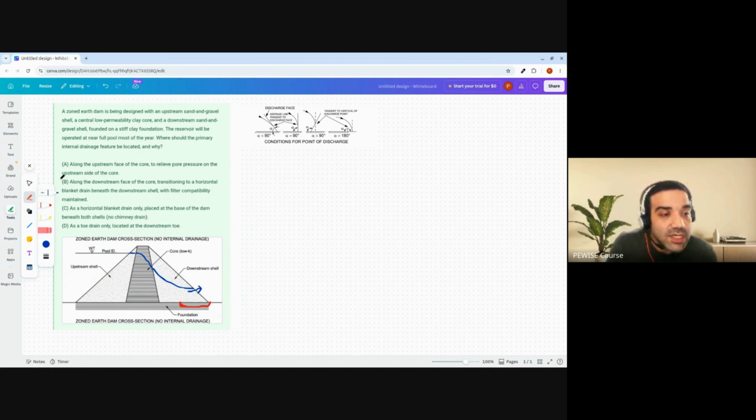So the correct answer is option B. And if I want to draw it, it's something like this. You have a chimney drain that guides the water down, and you have a blanket here for draining the water. So you guide the water out of your dam safely instead of letting it bring down the factor of safety on a probable slope failure.